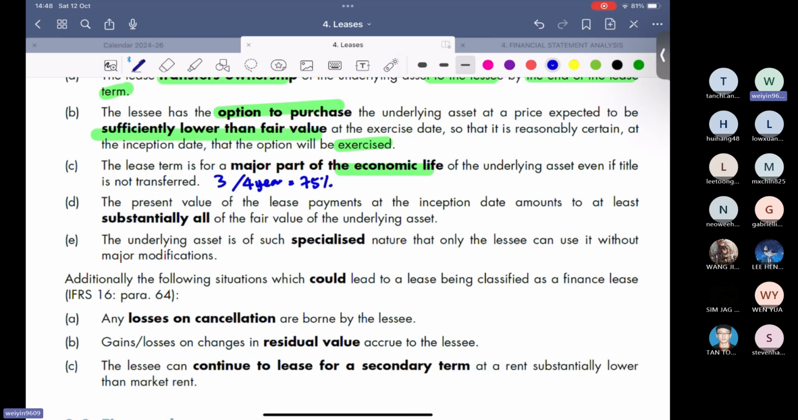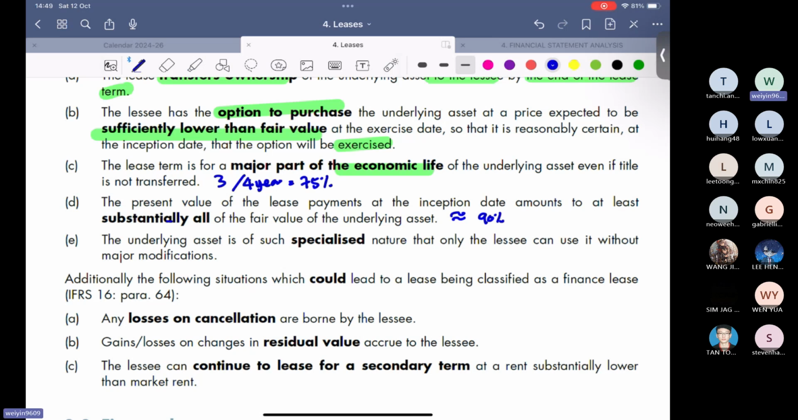So if you look at the majority, normally we will say it's 2/3. 2/3 meaning that 66.67% is considered major part. And then the present value of the lease payment at the inception date amounts to at least substantially all the fair value of the underlying asset. That means when you calculate the present value, if your calculation is substantially all the fair value, that means it's almost the same. So we call it about 90%, right? Therefore, it is a finance lease.